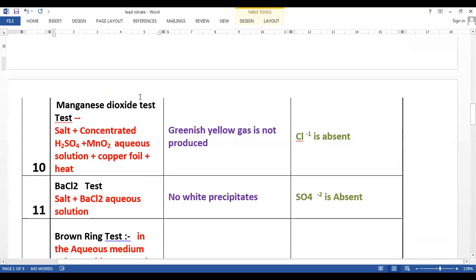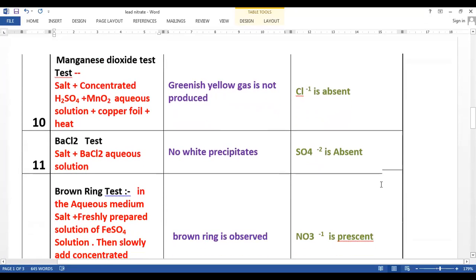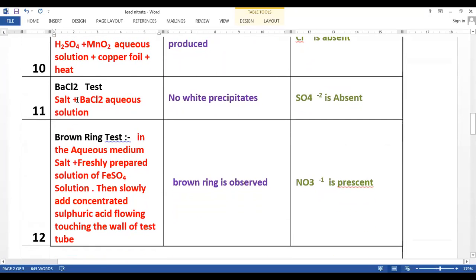Again, we are going to perform the manganese dioxide test. So we take salt, we add concentrated sulfuric acid, and we add a pinch of manganese dioxide. As a catalyst, we add copper foil and heat it. On heating, we will not get greenish yellow gas, and that is why we can say that Cl-1 is absent. Now, my dear students, we take the salt and we add barium chloride BaCl2 solution. We will not get white precipitates, and that is why we can say that SO4-2 is absent.